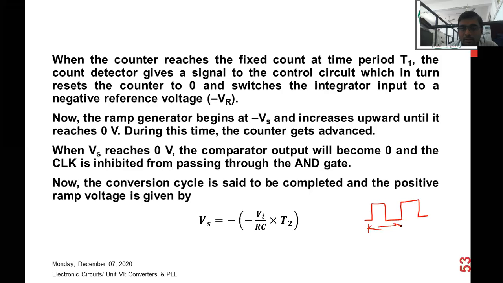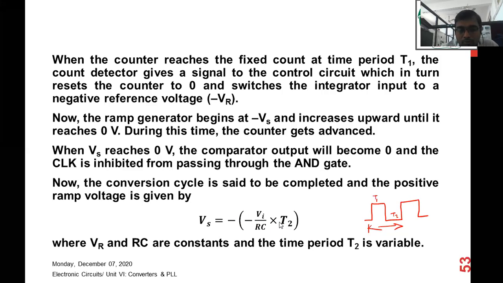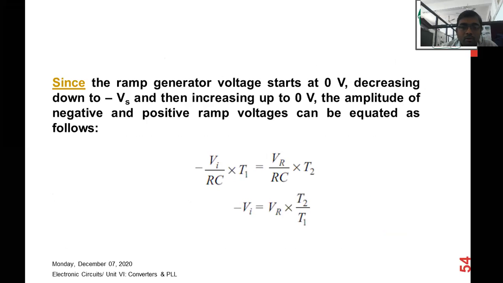This is the conversion cycle. This is your T1 and this is your T2. Vs here is a positive ramp, so it is Vr upon Rc into T2. Vr and Rc are constants, and time period T2 is variable. Since the ramp generator starts at 0 volt, decreases to minus Vs and increases up to 0 volt, the amplitudes of the negative and positive ramp voltage can be equated, as follows from this equation.